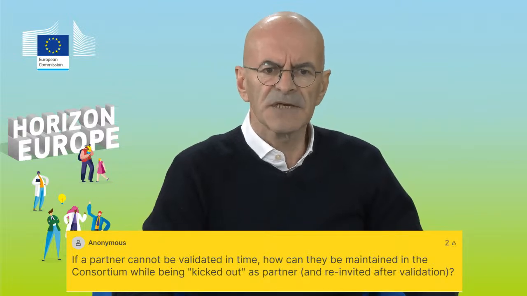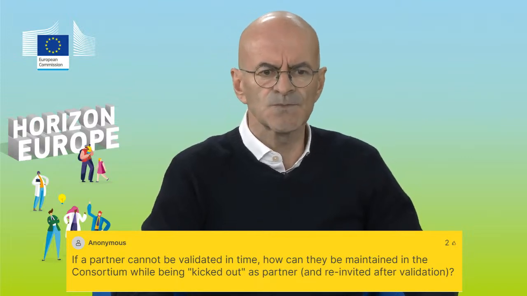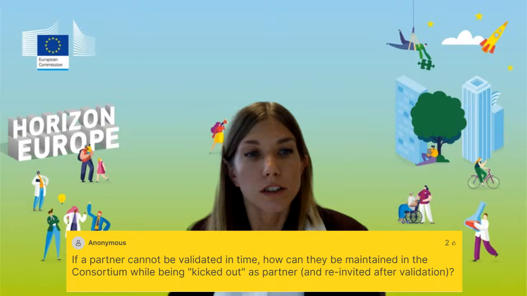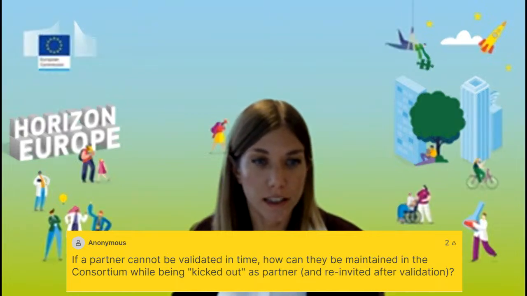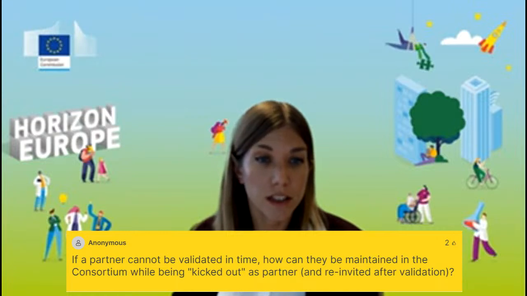If a partner cannot be validated in time, how can they be maintained in the consortium while being kicked out as a partner and reinvited after validation? I can take this question. Thank you. So, beneficiaries, to participate in actions, must be validated. In practice, even if applicants can be validated during the grant agreement preparation phase, there is a risk that the granting authority cannot respect the time to grant. So in those cases, the grant agreement would need to be signed without the participation of the non-validated beneficiary, unless a justified and sufficient reason can be found.